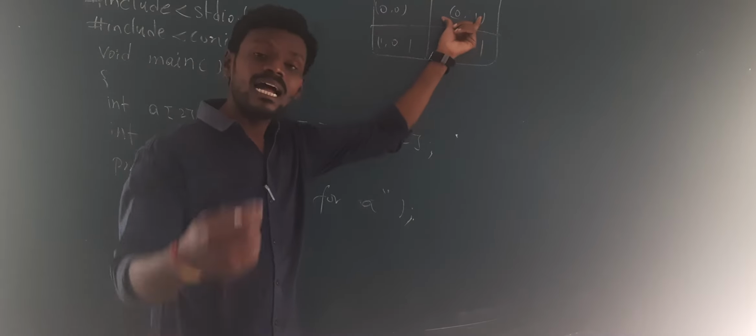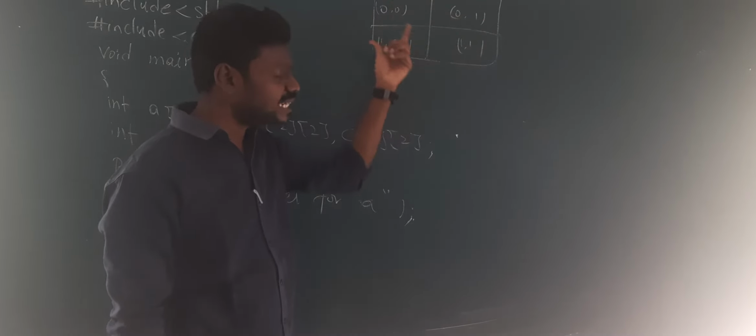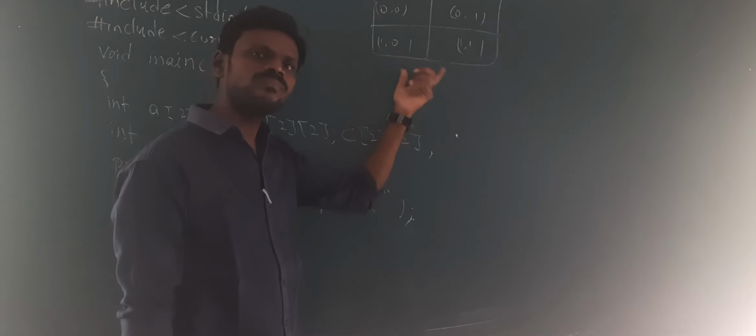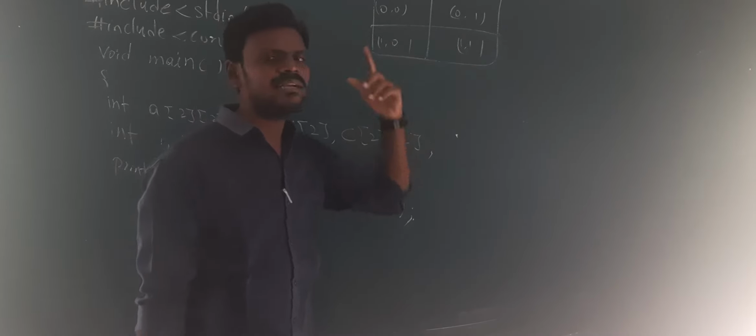I need to access the first element here, the second element here, and in the next row, I need to access the third element and fourth. Okay. For doing so, I will go for a for loop: for i equals 0, i less than 2, and i plus plus.